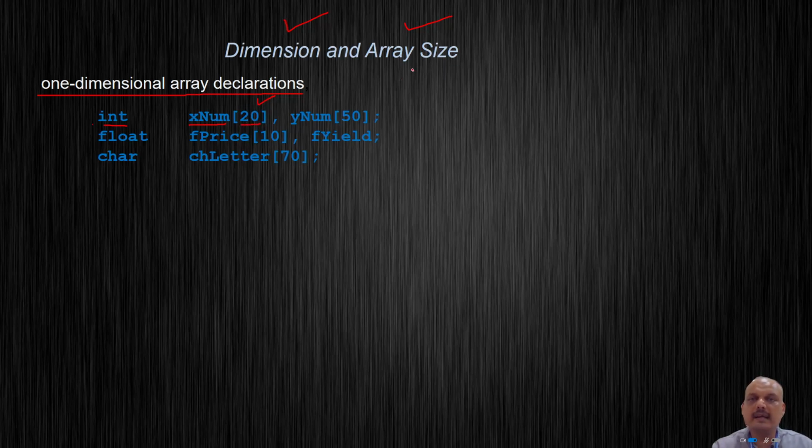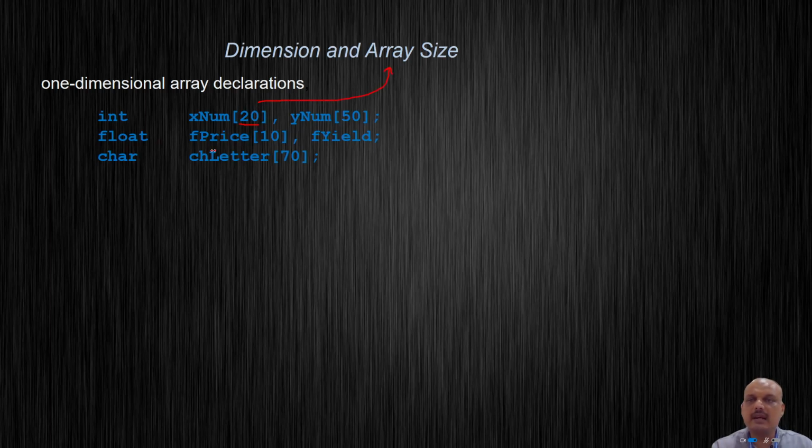Mind you, 20 is the size of the array. It is not the index, it is the size of the array. And how many indexes are there? There is just one index. So this is called a one-dimensional array. Since there is only one index, it is a one-dimensional array, and how many elements get stored in this array basically determines the size of the array.